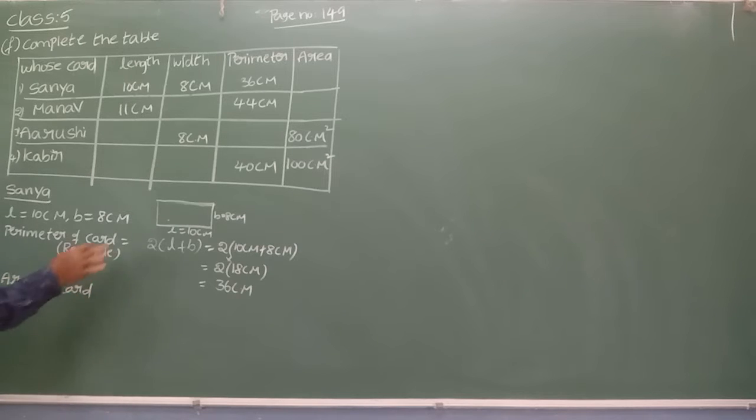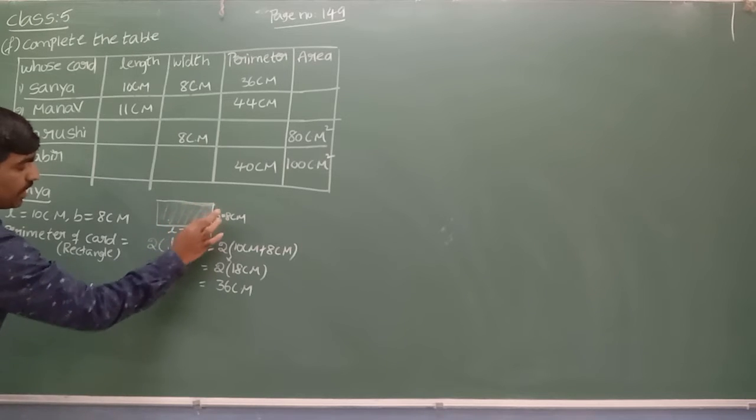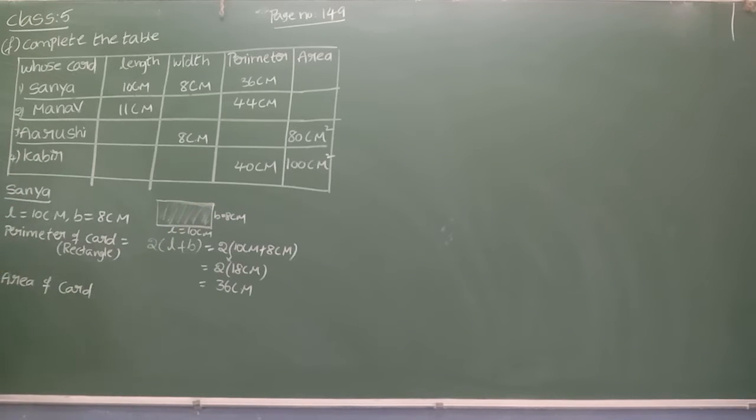What is meant by area? Area means the space occupied by a closed 2D figure. Area of the card. That card is in which shape? Rectangle shape. Length and breadth are different. So in brackets I write here, it is a rectangle shape.